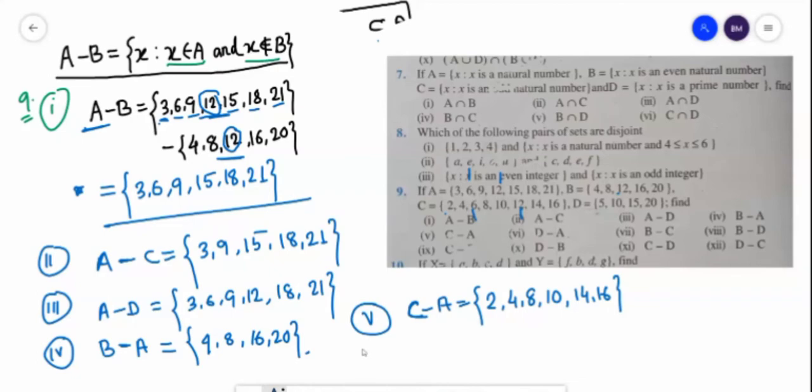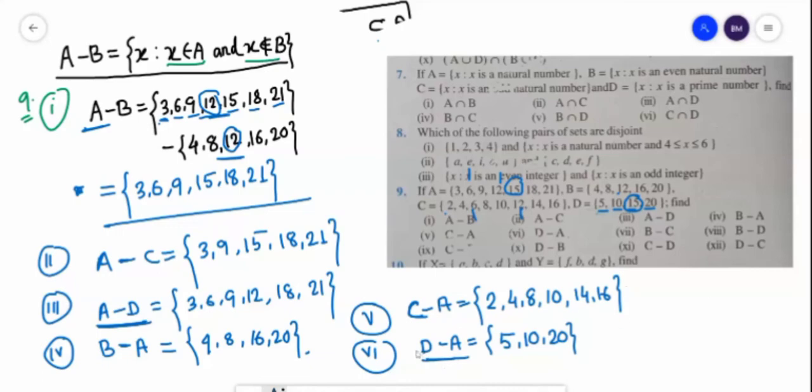Number 6, it is D minus A, same procedure. D is 5, 10, 15, 20. Is there any common element in A? The only common element is 15. So for D minus A, the common element of D and A we have to remove from D. So 5, 10 and 20. This is D minus A. See that A minus D and D minus A are not the same.